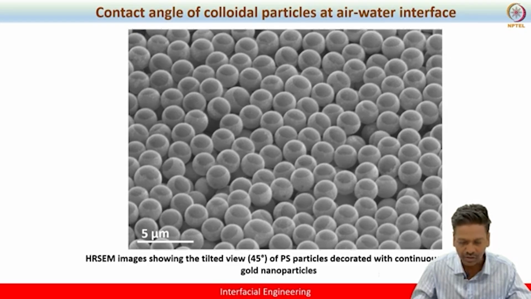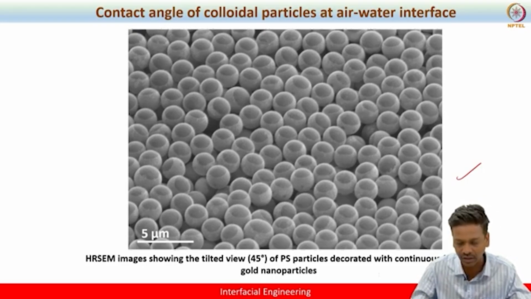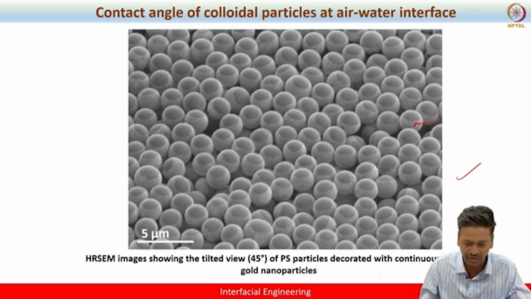This is just an overall view of the particles deposited at the air-water interface. You can see the monolayer of particles arranged nicely on the interface. This is just a tilted view to show the enlarged view of the particle monolayer decorated with gold nanoparticles, right? The shiny part represents the nanoparticle deposition. The dark part represents the region where there is no such deposition.